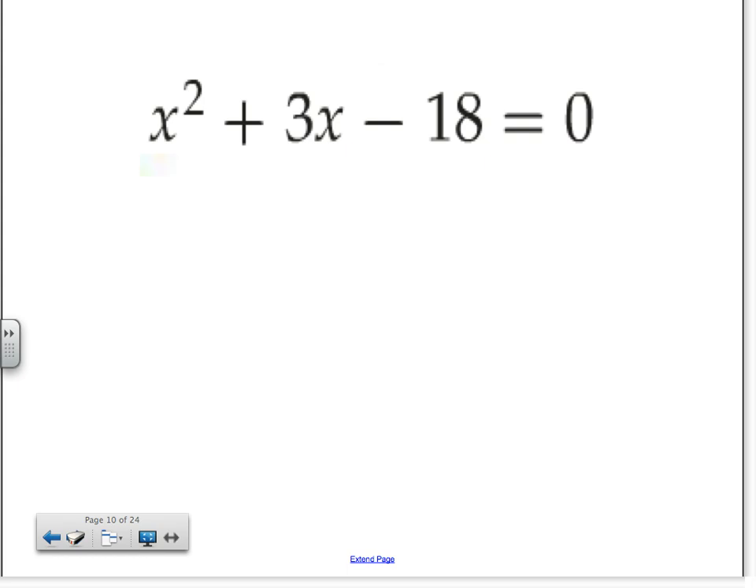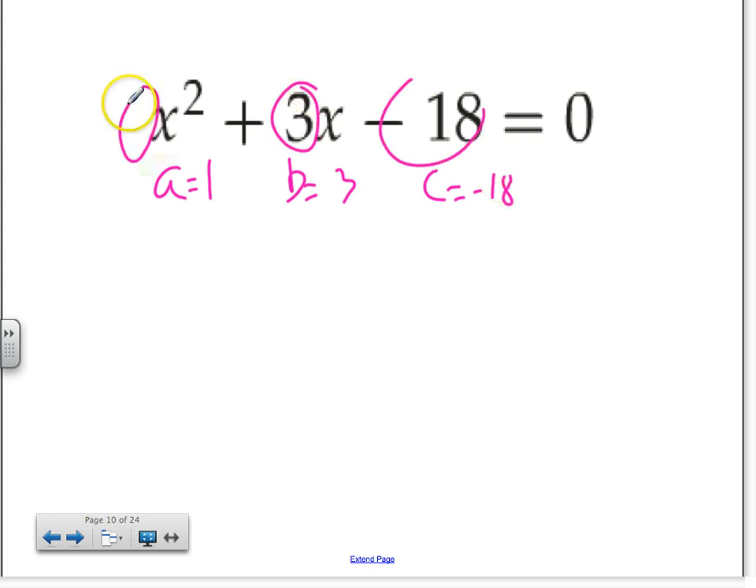Okay, so let's pull out the values. What is my A? What is my B? What's my C? What's A? 1. What's B? 3. What's C? Negative 18. No, it's right here. I don't make up my own. That's why I asked you to put it in order before we start, because when you put it in order, you will have A, B, and C right there, just like how A, B, C is in order.